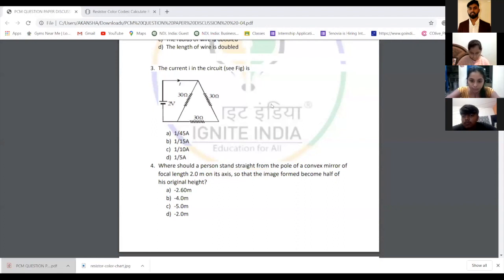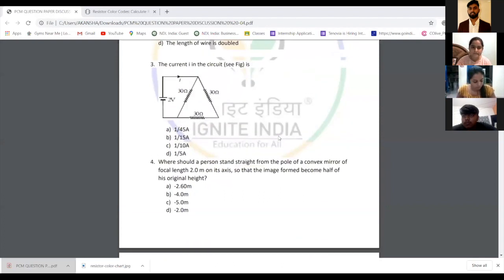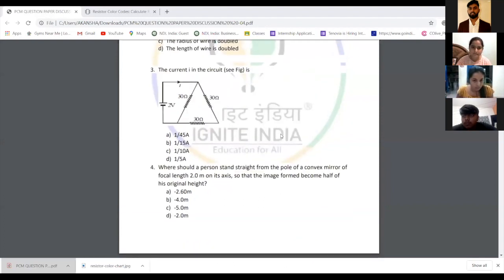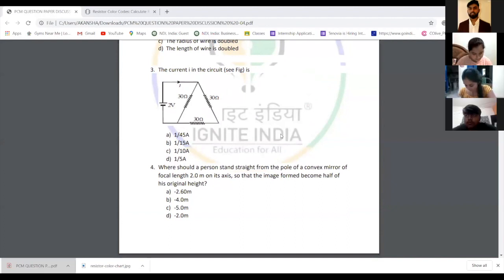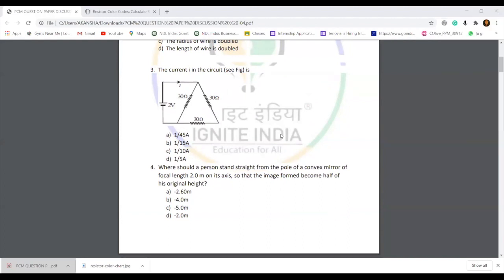So, to this question, I would also like to ask you, can you guys give me the current in each part of the circuit, each resistor of the circuit? Just try. We have done a similar question in the last class, remember? Try doing this question.